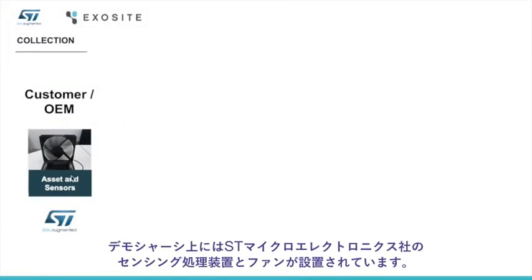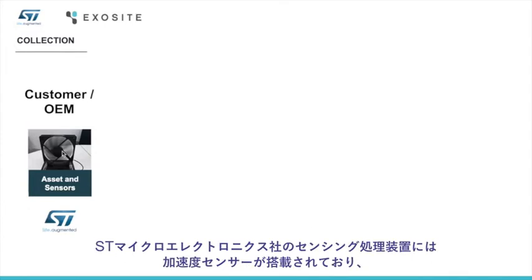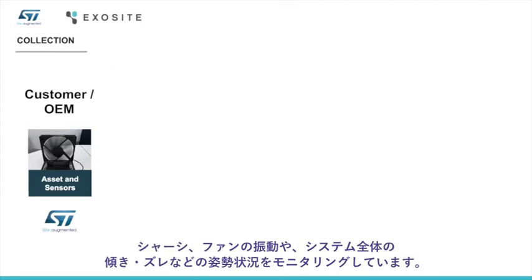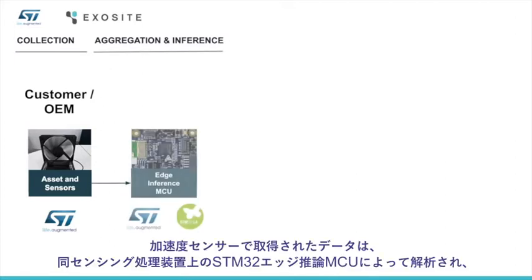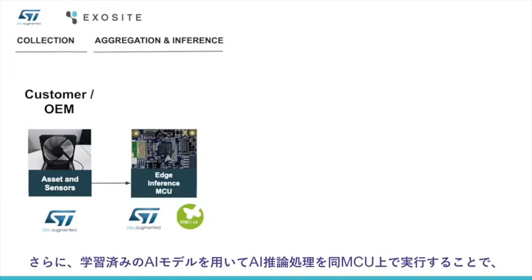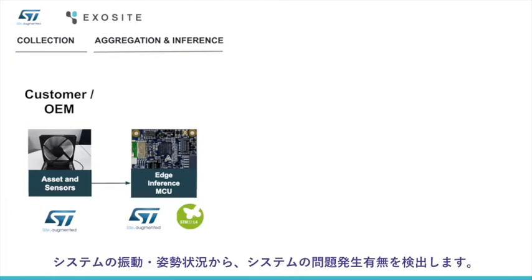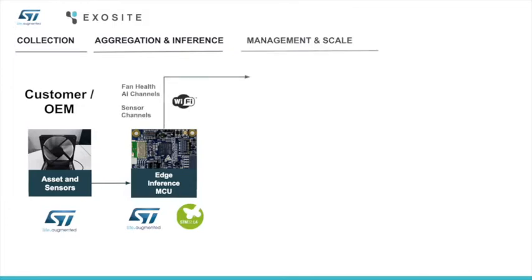I'll give you a walkthrough of the block diagram of the system. The sensor node is attached to a chassis which also has a fan on it, and the sensor node is using an accelerometer to detect vibration and position of the chassis and the fan. The accelerometer data is being read by the STM32 Edge Inference MCU, and this Edge Inference MCU is also running a trained AI model that has been trained to detect certain problems with vibration and position of the system.